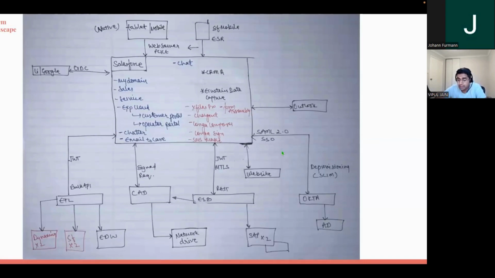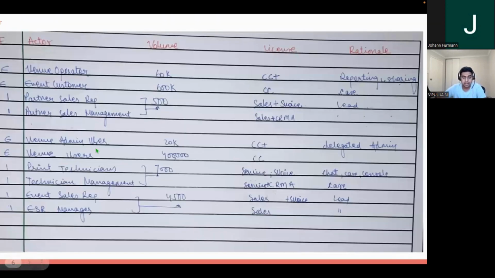We have a couple of things like website is connected directly as well as Outlook. Now let's move to actors and licensing. So we have few internal and external actors which are helping out this customer. So we have venue operator, which is around 60K users. They are going to get CC plus license because of reporting and sharing requirements. Then event customers will get the CC because they need to access portal as well as create cases.